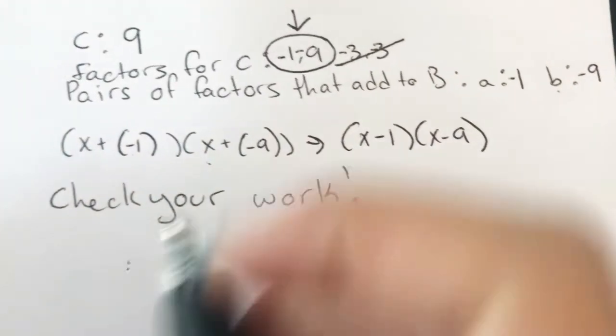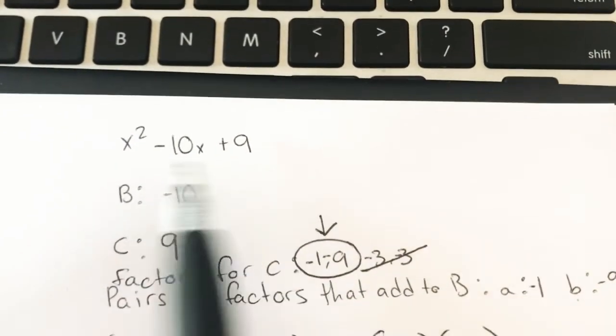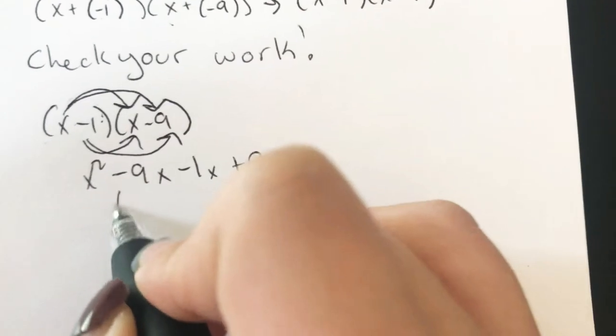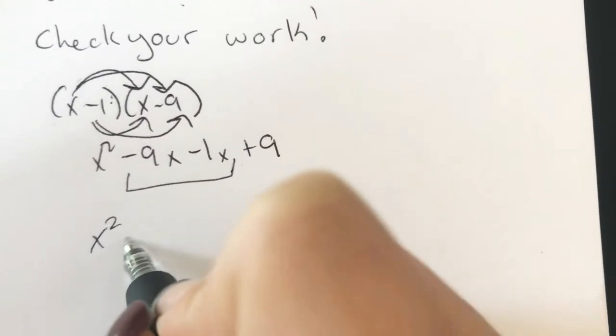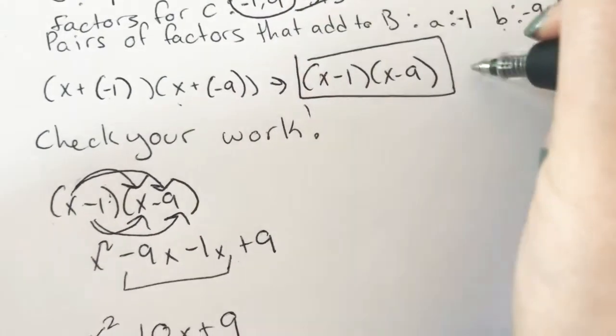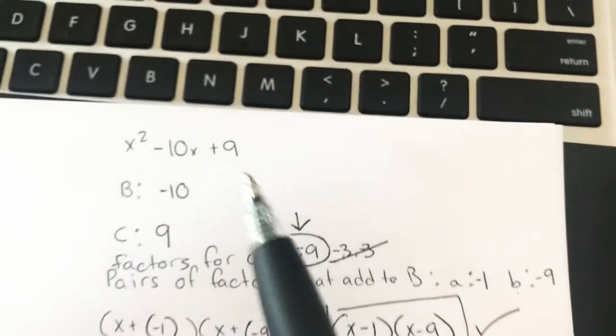So now we're going to go ahead and check our work. Is x minus 1 times x minus 9, well, if I expand that, will this give me my original? That's what we're going to check. So x times x is x squared, x times negative 9 is negative 9x, negative 1 times x is negative 1x, and negative 1 times negative 9 is positive 9. So simplifying, combining like terms, we have x squared minus 10x plus 9. That does match my original, so that means that my factored form here is correct. This is my final answer, putting this in factored form.